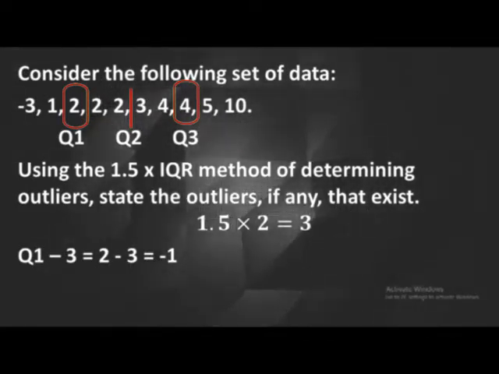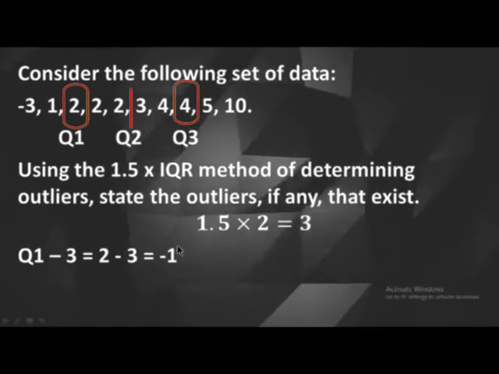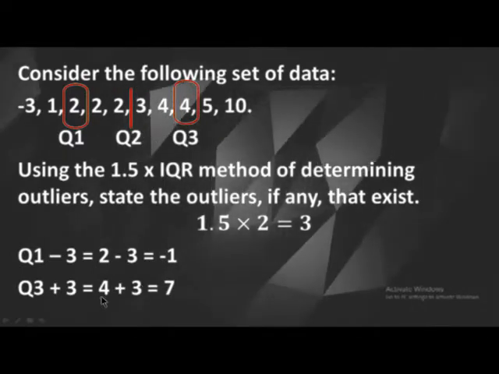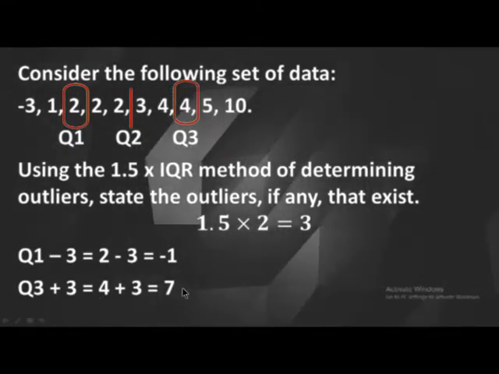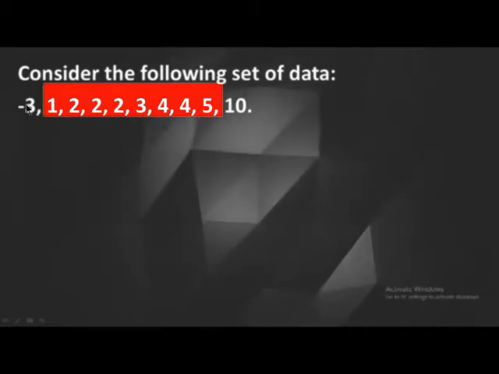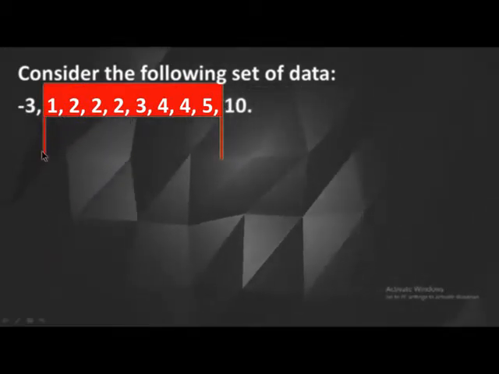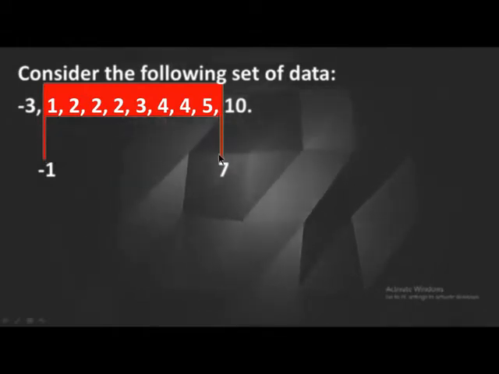And then we're going to find the upper border of outlier. The upper border is Q3 plus 3. So 4 plus 3, 4 is Q3, equals 7. So this is the set of the data. This is the lower border, negative 1, and this is the upper border, 7.